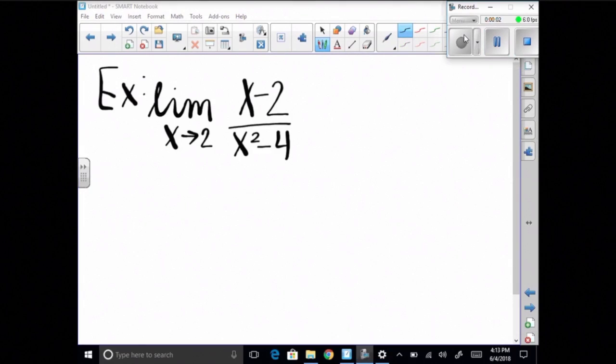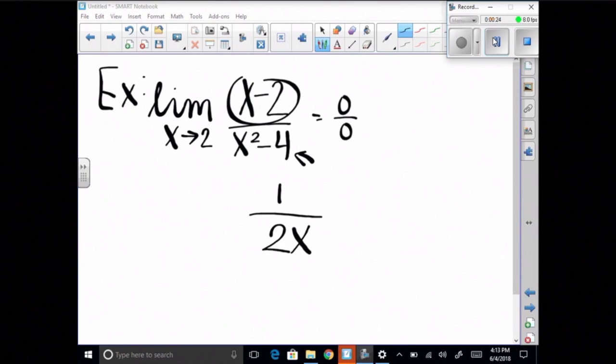So we are taking the limit of x minus 2 over x squared minus 4, and if we evaluated this like a normal limit, it would come out to 0 over 0, which is how you know to start doing L'Hopital's rule. So you take the derivative of the top, which is 1, and the derivative of the bottom, which is 2x. After that, you can plug in your a value, which makes the answer 1/4.